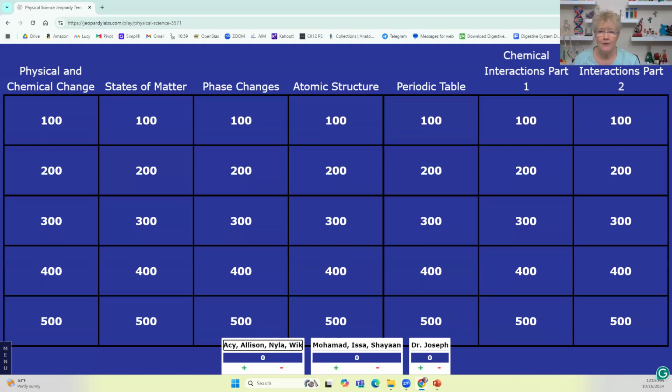Okay. All right. So like I said, we're going to play this Jeopardy game to review basically everything that we've done so far, some of the important things that we've learned about so far. So we've got AC, Allison, Nyla, and Wick on team 1, Muhammad, Isa, and Cheyenne on team 2, and then I'll be team 3. So if nobody on your team can answer one of the questions, then I get the point.